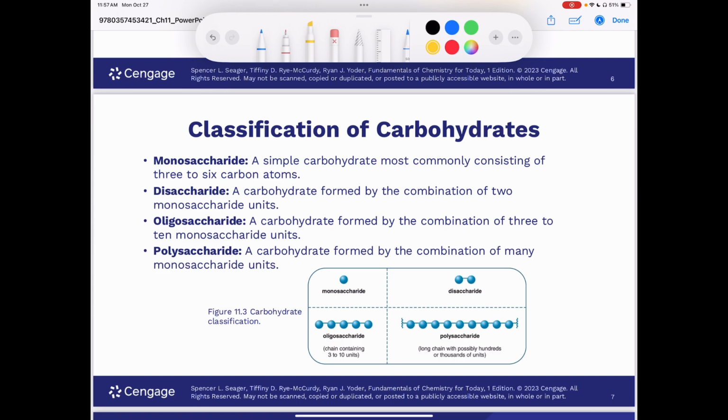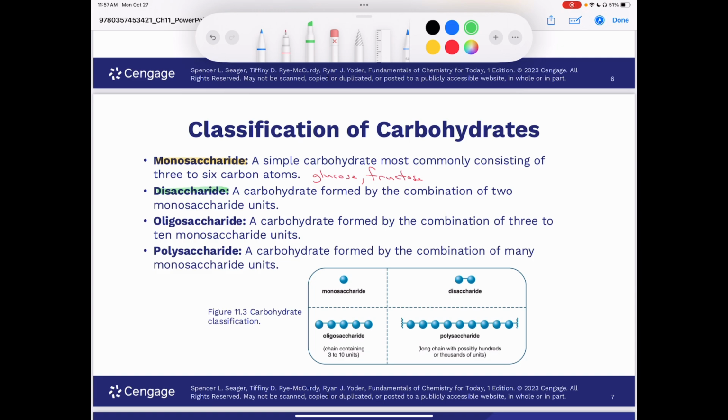You can see here we've got monosaccharide, disaccharide, oligosaccharide, and polysaccharide. A monosaccharide is a simple carbohydrate consisting of 3 to 6 carbon atoms. Some monosaccharides that you would know are things like glucose. Glucose is a monosaccharide. Plus, if you've ever read any kind of food packaging labels, you'll see oftentimes foods will have fructose in them. So glucose and fructose would be monosaccharides.